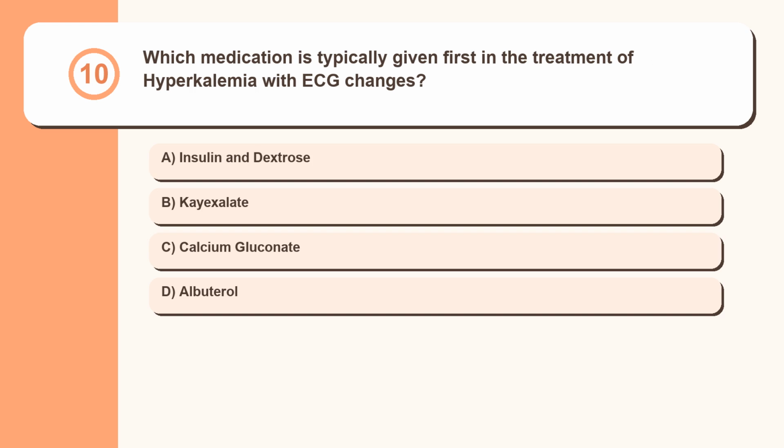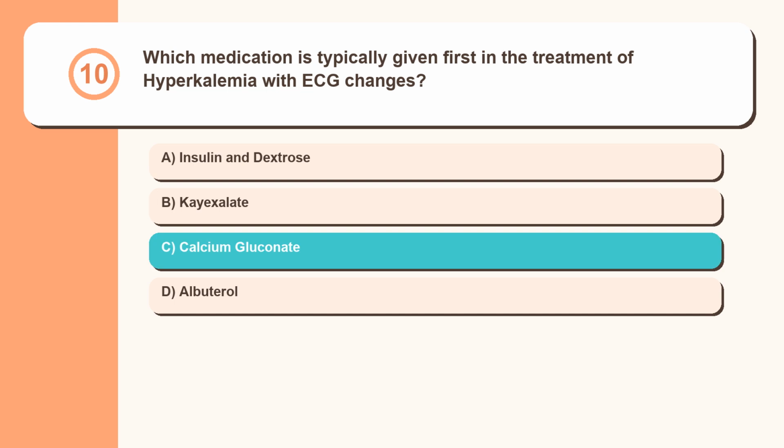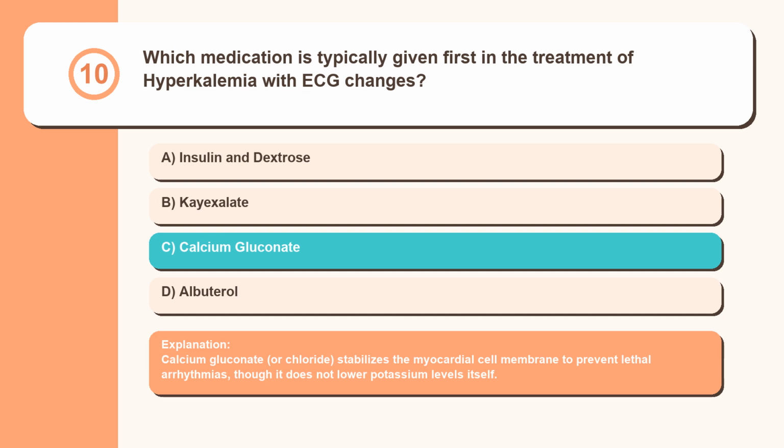Question 10. Which medication is typically given first in the treatment of hyperkalemia with ECG changes? Insulin and dextrose, Kayexalate, calcium gluconate, albuterol. Calcium gluconate, or chloride, stabilizes the myocardial cell membrane to prevent lethal arrhythmias, though it does not lower potassium levels itself.